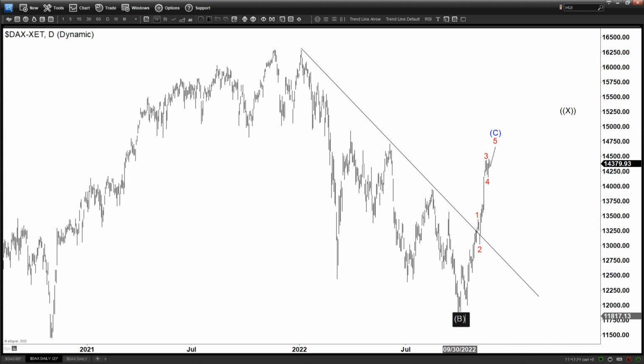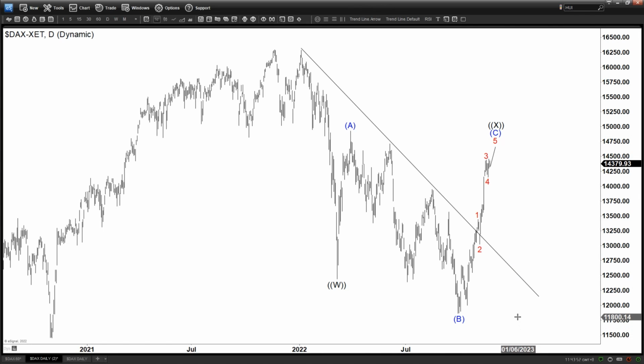If that's the B, you need to figure out where the A is. The A should be somewhere here. And then you will end the X, which means the W has to be here. So we are currently calling for some sort of expanded flat or running flat, depending on whether the C ends above or below the A here. And once that is complete, we can start to go down again.